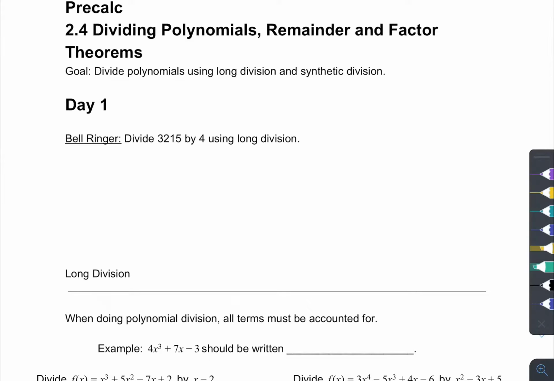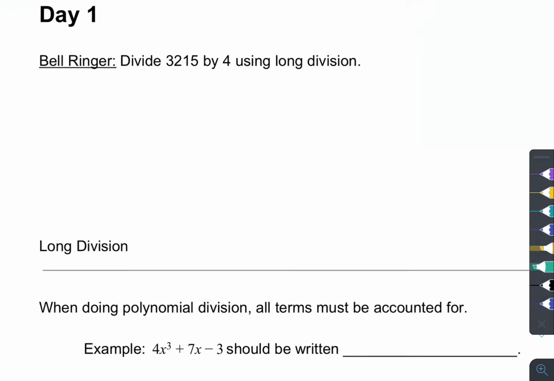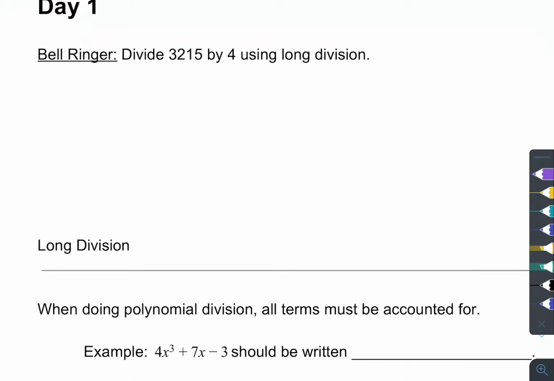Today we're talking about dividing polynomials using long division and synthetic division. Just kind of a reminder on how we do long division because it's basically the same concept. I want to run through this problem. So go ahead and do this long division problem on your own.